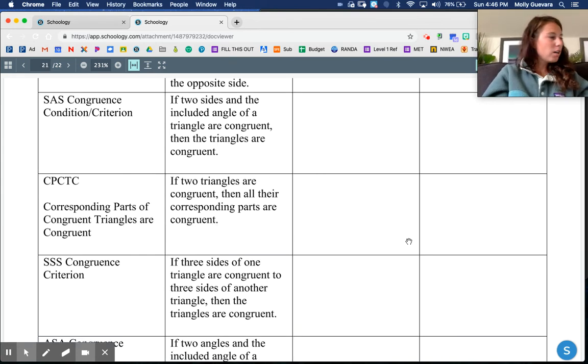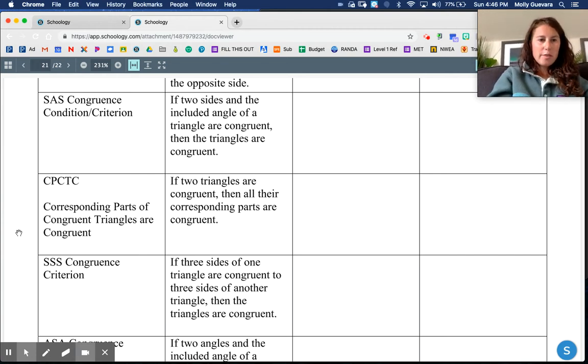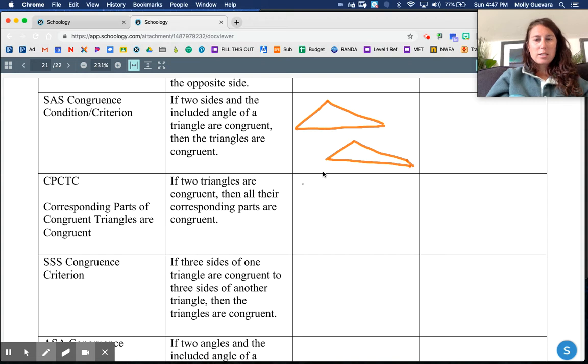Here we are on the last page in our packet, the theorems and postulates page, and we're going to look at these three terms right here. The first one is the side angle side congruence condition. What this means is if I have two triangles, so we're going to draw two triangles here. The second one's not so great, but that's okay. I'm going to label them A, B, C, and D, E, F.